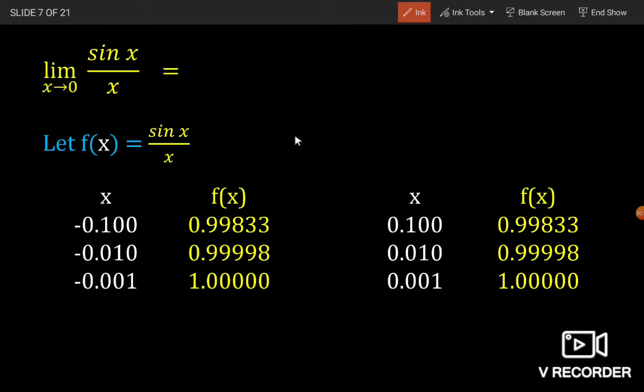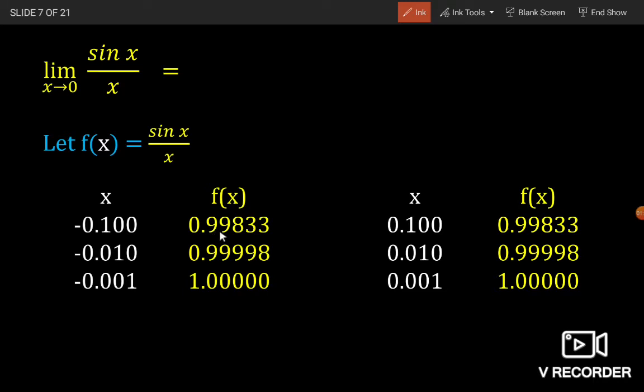One shortcut way of solving this is by substituting x with values as they approach 0. So in this case, if we can see here on the table on the left hand side, x is equal to negative 0.1, x equal to negative 0.01, and x equal to negative 0.001. So as you can see here, as x approaches 0 from the left hand side, what happens to f of x, which by the way is sine x over x? So f of x approaches 1.